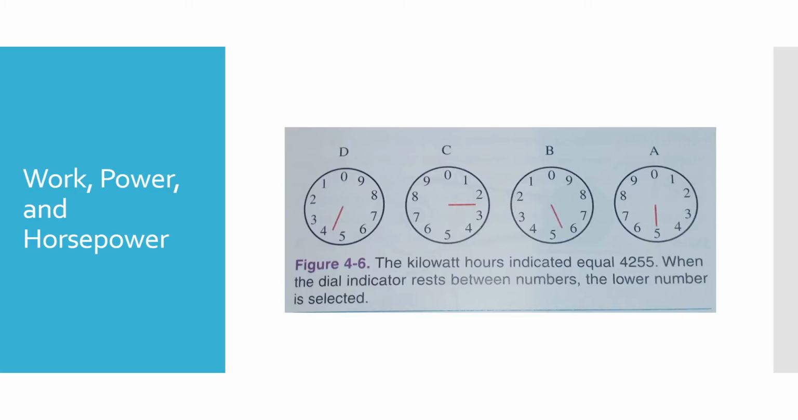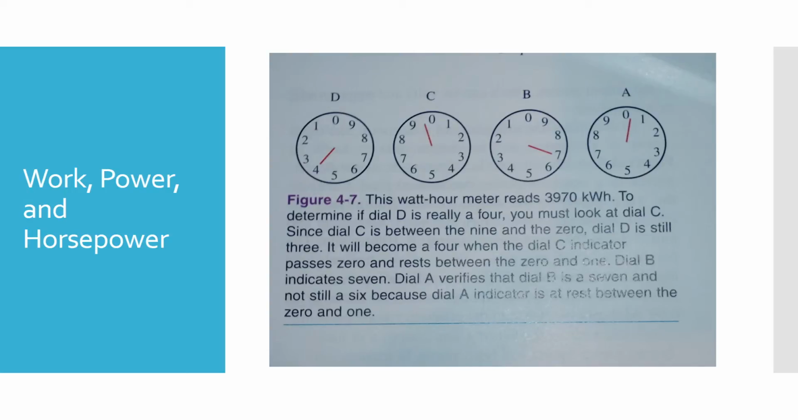Use Figure 4-7 as an example. The arrow in dial D appears to be pointing to the number 4. To determine if it is a 4 value or still a 3, look at the dial immediately to its right, dial C. Dial C has not quite reached 0. It is still between 9 and 0, thus the dial is actually still a 3.